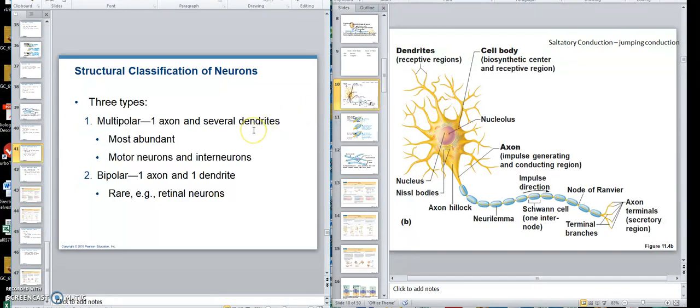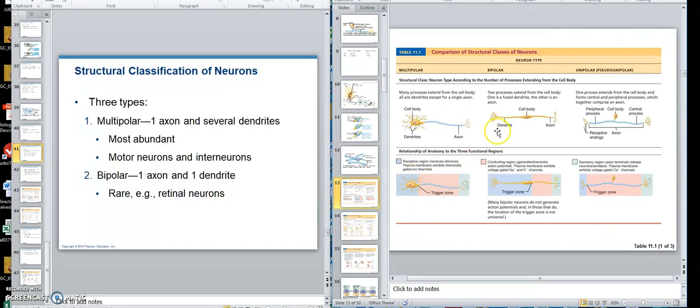That's a multipolar. Okay? The bipolar type is where you have two poles, a dendrite end and an axon end. Here's the cell body. Now, a lot of those are found like in the retina of the eye, bipolar neurons that you'll find. So the most common is this. Then the second would be this.